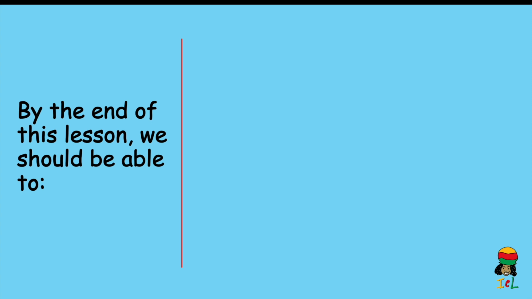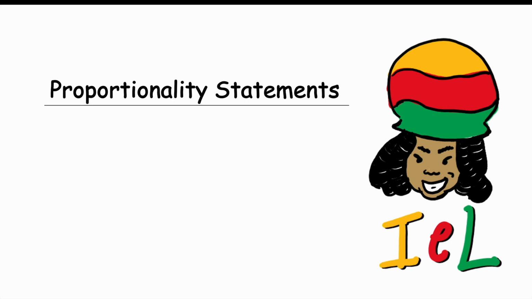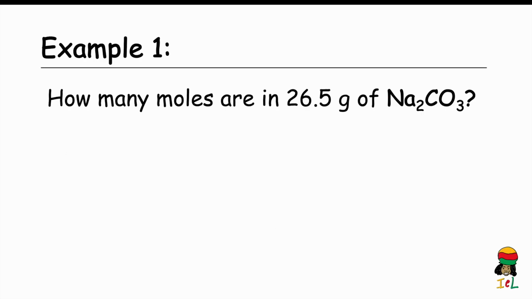By the end of this lesson, we should be able to use proportionality statements to calculate moles, mass, and molar mass of elements or compounds. So what are proportionality statements? Well, proportionality statements simply indicate that two ratios are equal. So we are going to go straight into an example. Example 1. How many moles are in 26.5 grams of sodium carbonate, Na2CO3?